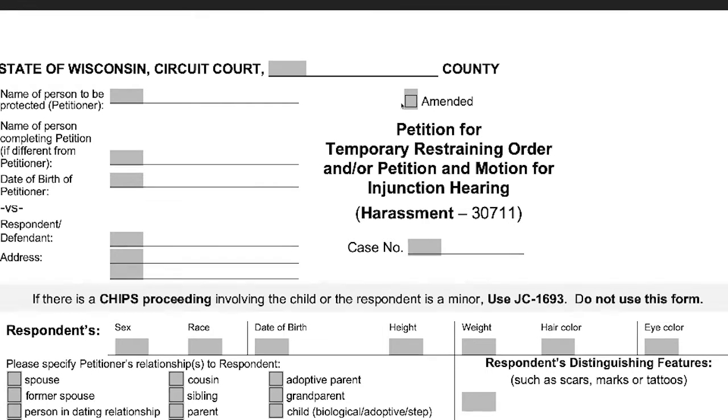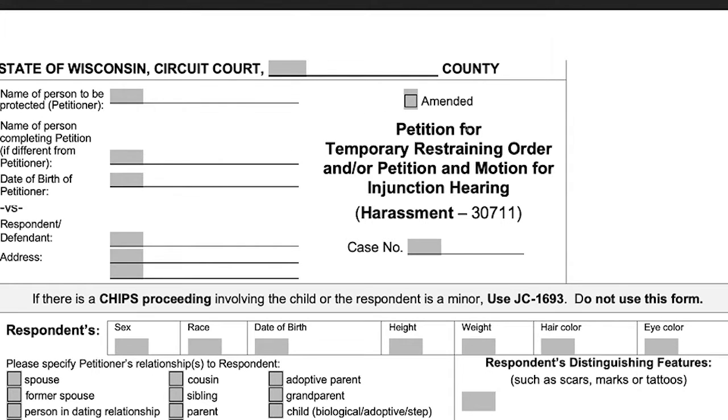If it's your first request, you don't need to worry about the amended checkbox. But if this is a changed request from your first request, where you have additional facts or things that you need the court to know, then you would hit amended. Don't worry about the case number. The court will assign you one when you file the petition. This area is left blank. That's where the clerk of court will file stamp when the petition is filed.